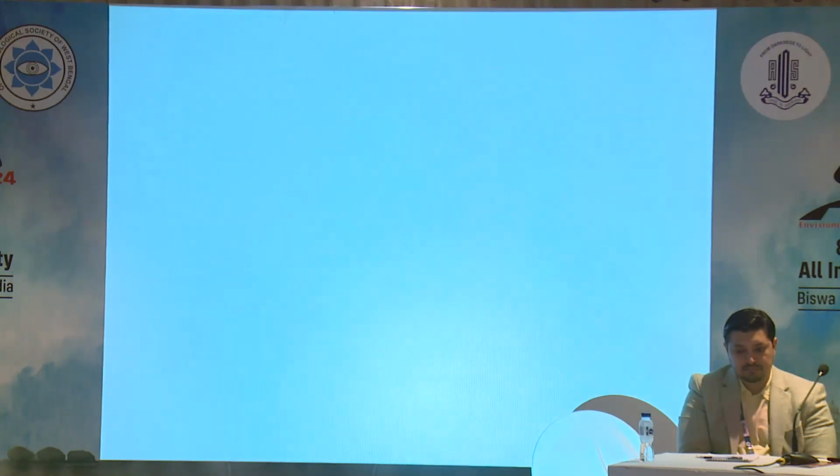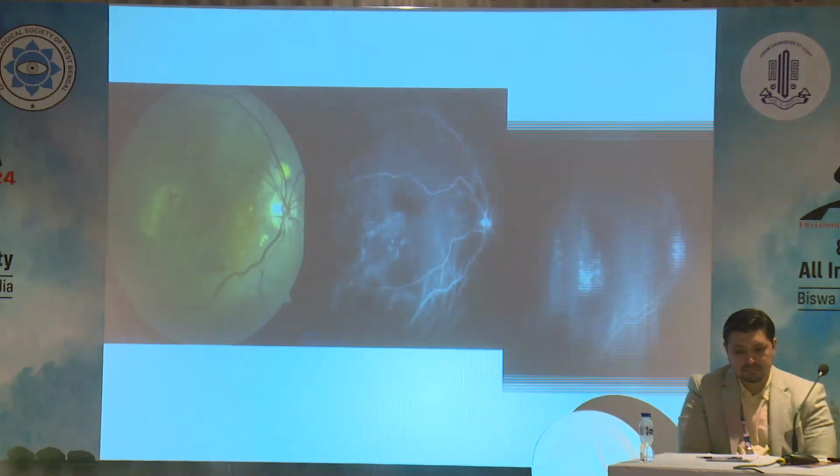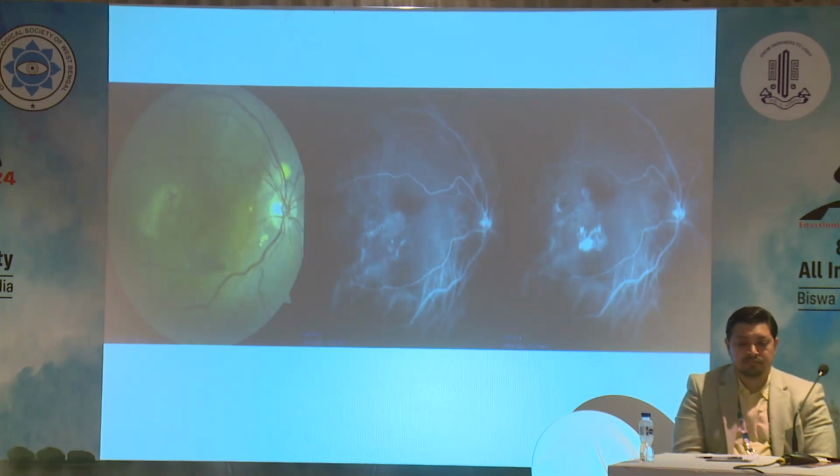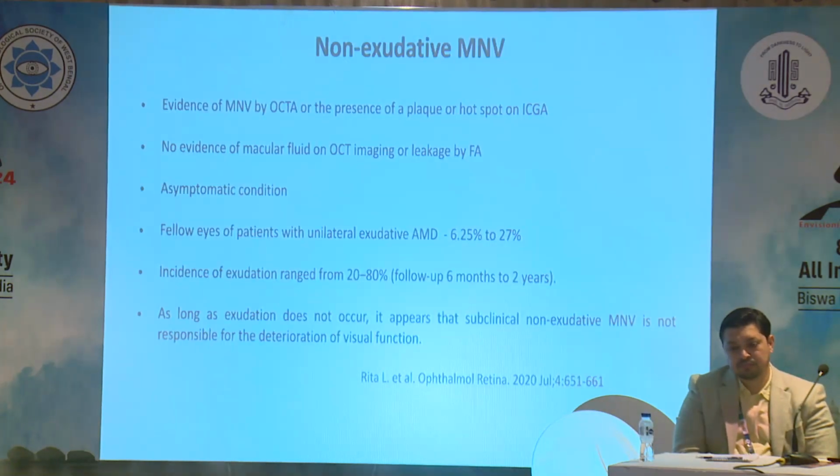So I went with the ICG, and when you do an ICG, then you can see that there is a clear defined hotspot nodule which is present at the edge of the PED, and there is an adjacent branched vascular pattern also present there. So I just wanted to highlight that ICG is still the gold standard if you really want to see a polypoidal lesion.